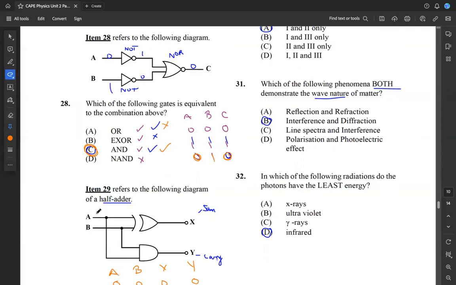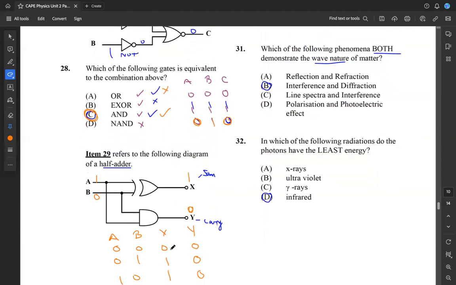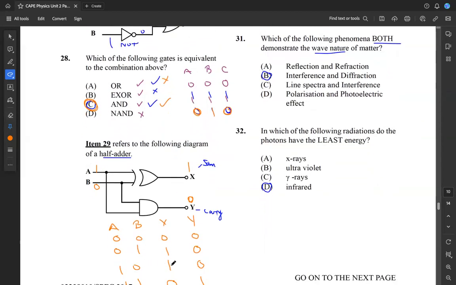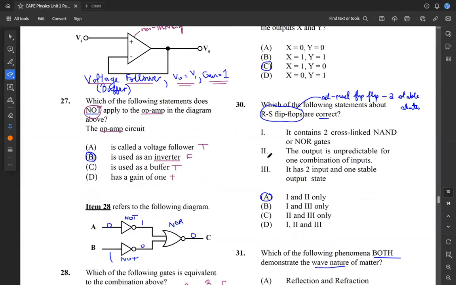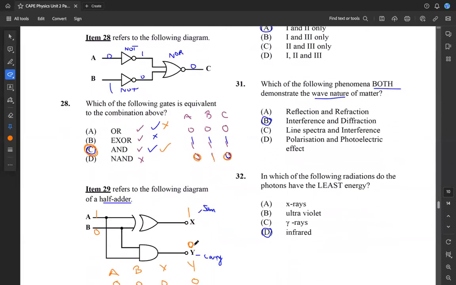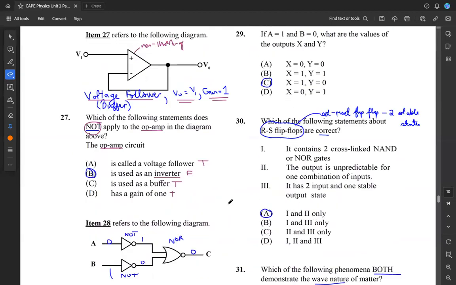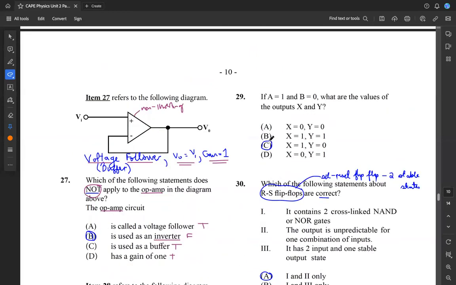So if A is 1 and B is 0, we're adding 1 and 0. And when we add 1 and 0, what do we get for our sum? We're going to get a sum of 1, and we're not going to get any carry. So carry is going to be 0, right? Remember this table that we just filled out, guys. So it's going to be 1 for your sum, which is at X, and your carry is going to be 0. So X is 1, Y is 0. So our answer is C. Okay? All right.